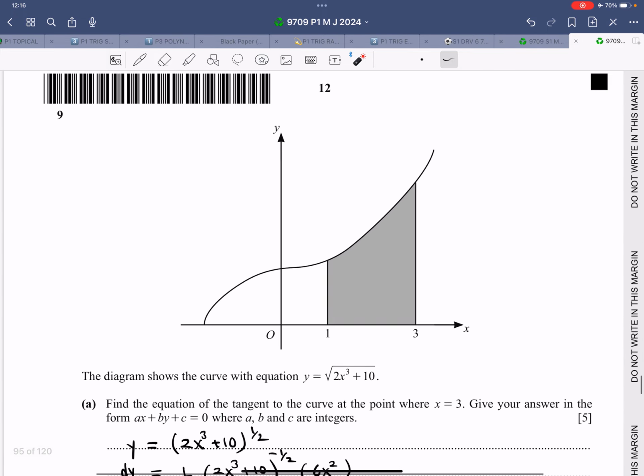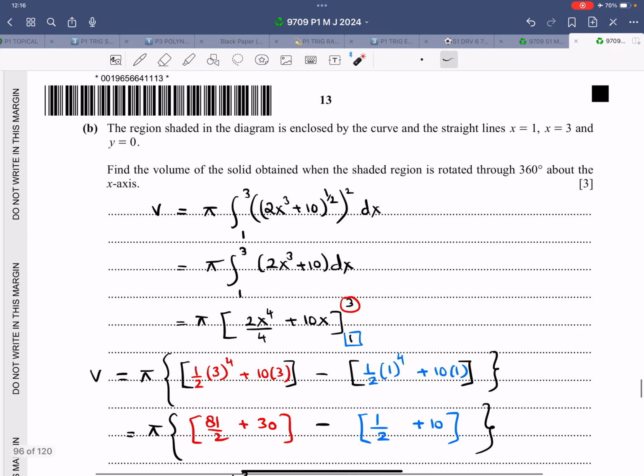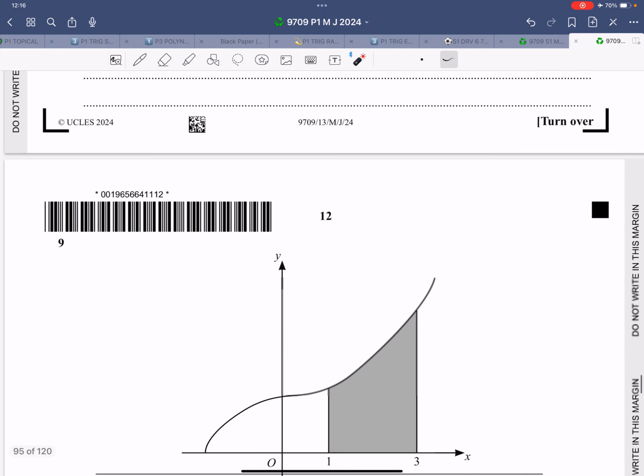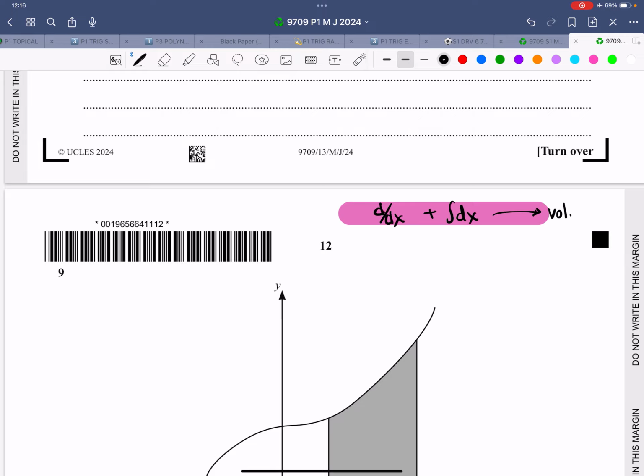Question number 9. It looks like gradient of tangent and all this thing, differentiation, and then volume. So let me highlight this thing over here. So that is differentiation and integration. It's about volume of revolution.